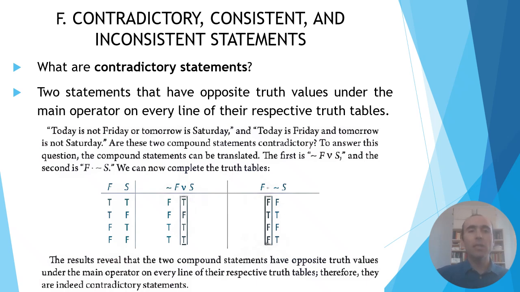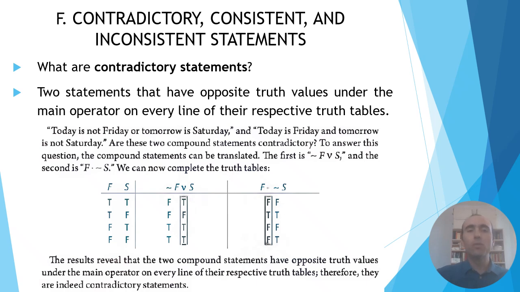Today is not Friday or tomorrow is Saturday. And the second statement, today is Friday and tomorrow is not Saturday. Are these two compound statements contradictory? To answer this question, the compound statements can be translated. The first is tilde F wedge S, and the second statement is F dot tilde S.